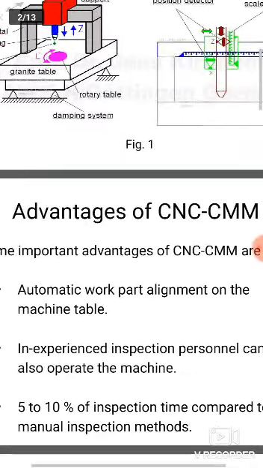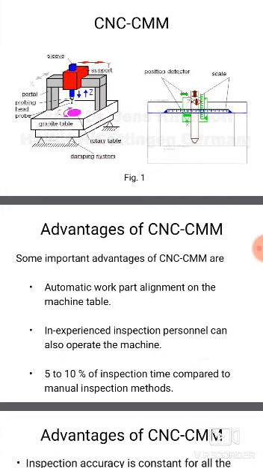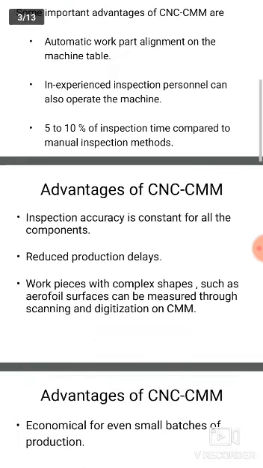Next, advantages of CMM. CMM is coordinate measuring machine. So advantages of this we'll see now. So what are the advantages? Automatic work part element on the machine table. Inexpensive inspection personnel can also operate it. It takes 5 to 10% of the inspection time compared to the manual inspection methods. So it is a very simple operation. CMM is a very simple operation.